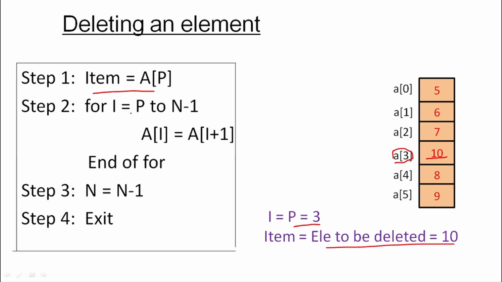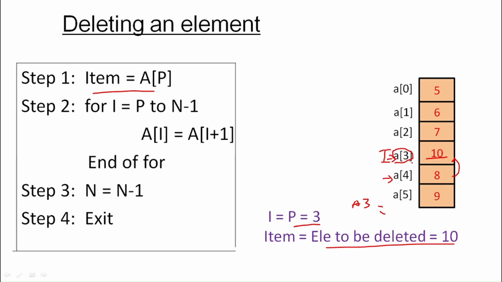For i is equal to p to n minus 1. For i is equal to p, we will set the pointer i here. P is what? 3. So my i pointer will be here. A of i is equal to a of i plus 1. A of i is a of 3. Then a of i plus 1. What is a of i plus 1? 3 plus 1 is 4. So this element goes here.